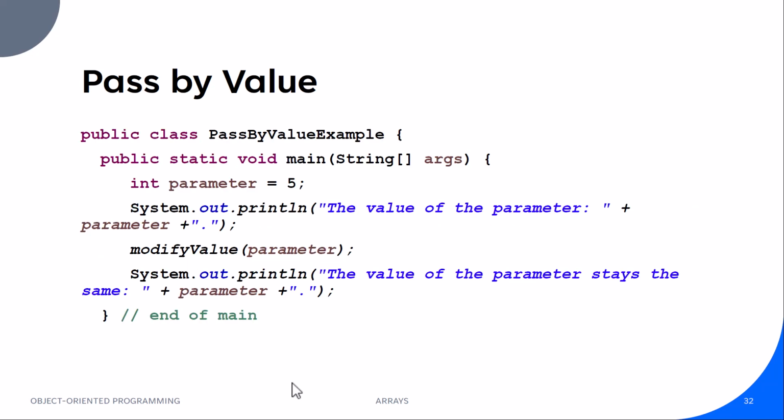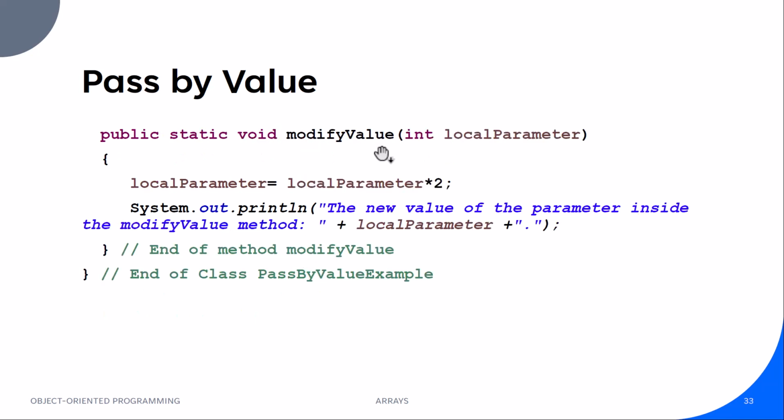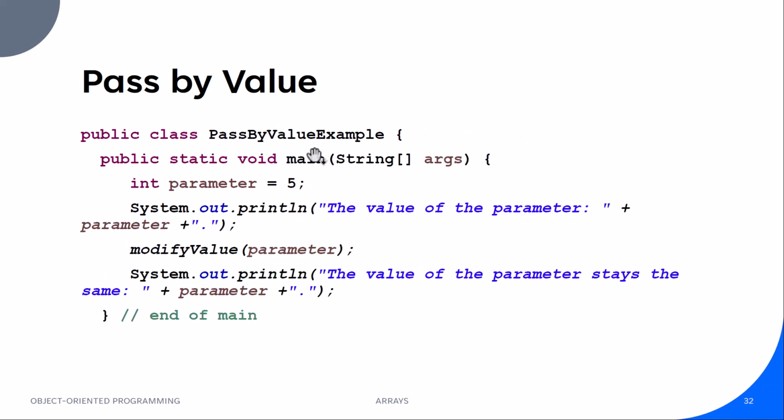Let's look at an example for pass by value. We have a class called PassByValueExample. Within this class, we have two methods, main and the modifyValue method. Now within main, we have a local variable called parameter, which is an integer type, and we initialize this variable to 5. First, we are going to print this value. Then we are going to send this variable to the modifyValue method.